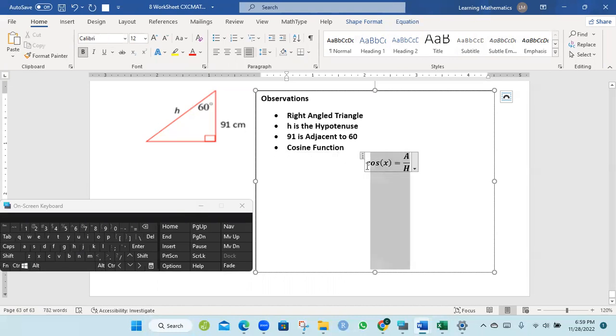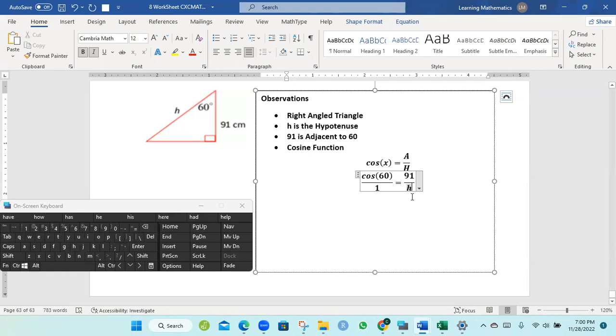And then we substitute accordingly. The angle is 60 degrees. We put 60 in the place of theta. Oh, and by the way, we have to put this over 1 because we are dealing with fractions here. A, where is A? A is 91. You see that? 91 is A, not down there. Now down there is H, a little h. So we're solving for a little h.